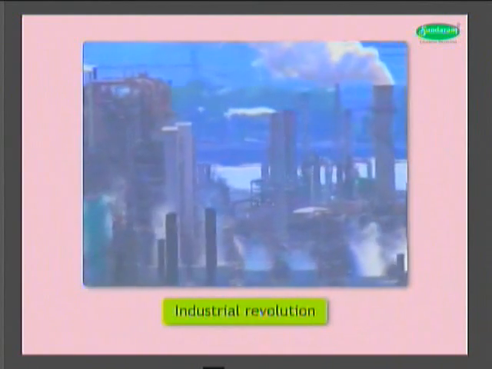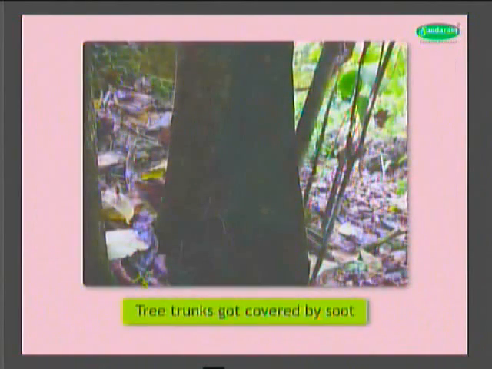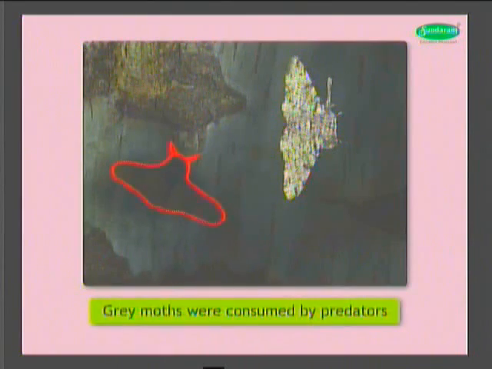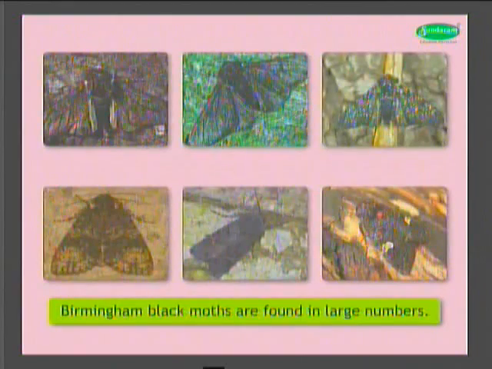Later, as a result of industrial revolution, there was an increase in the level of pollution. Owing to this, there was hardly any growth of algae or fungi on the tree trunks. Instead, the tree trunks got covered by soot, which gave them a black color. Now, it was the black moths that began to get protection, and the grey ones were easily detected by their predators and consumed by them. Nowadays, in the surroundings of Birmingham, black moths are found in large numbers.